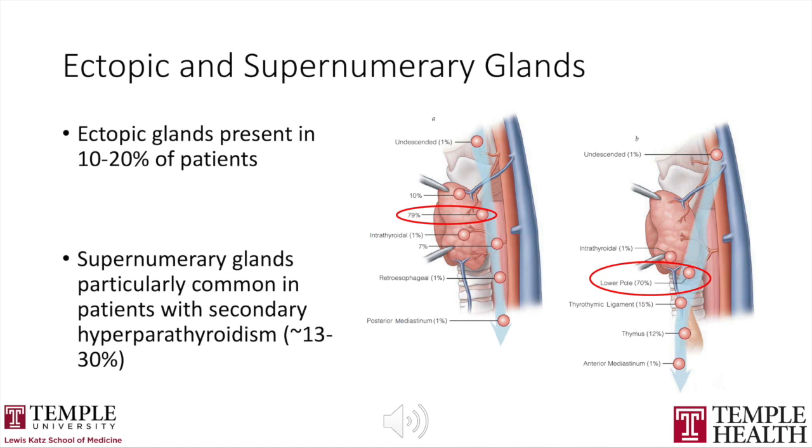Both glands can also be located very high in the neck or very low down in the mediastinum. Glands can also be intrathyroidal. If the glands are intrathyroidal, they're most likely to be superior glands.